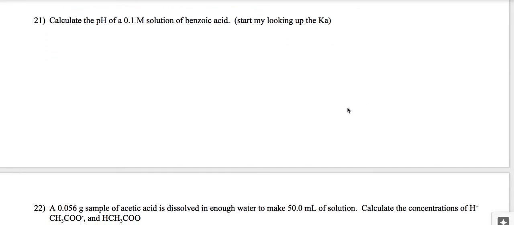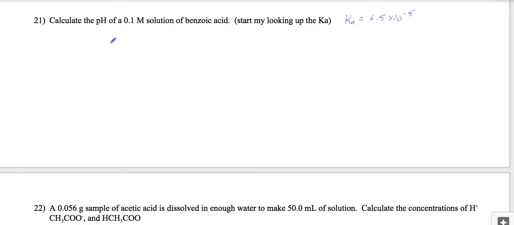Number 21 is going to be our benzoic acid problem, and this is going to be our first problem related to ice tables. So we need a Ka. It tells us that. Remember that weak acids are ones that do not dissociate 100%, so there's going to be an equilibrium there. So we have a Ka, and that Ka is equal to 6.5 times 10 to the minus fifth.